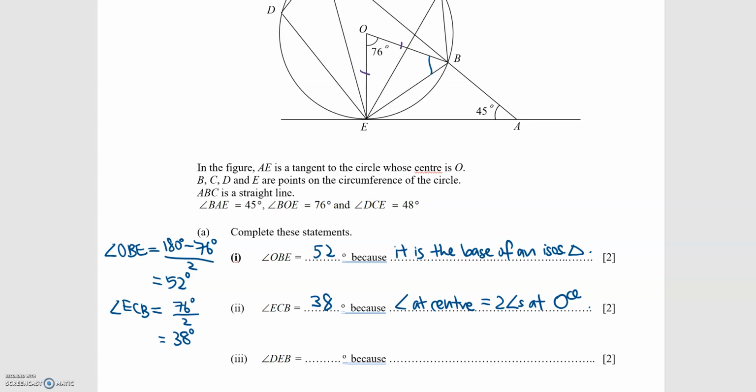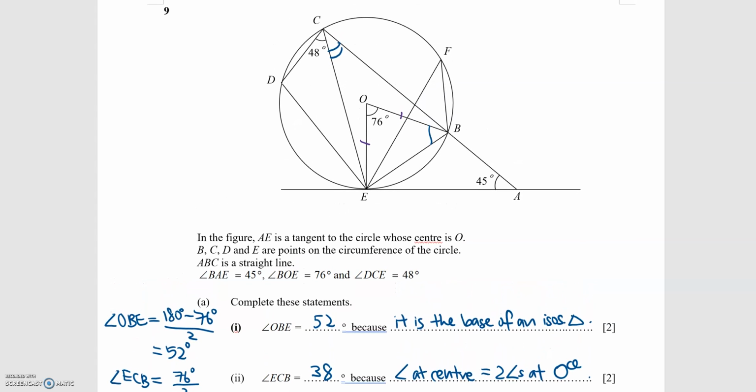Let's go on to part 3. Part 3 wants us to find the size of angle DEB. Which is this angle over here. Now if we look at this diagram, points B, C, D, E are points on the circumference of the circle. So they actually form a cyclic quadrilateral.